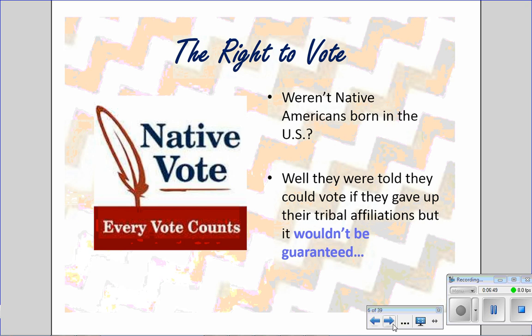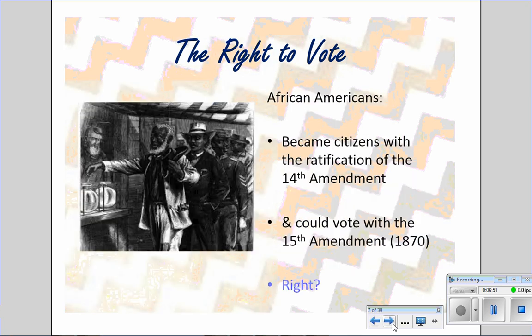Okay, so getting back to our notes, we're now at the part that says African Americans. African Americans did become citizens with the ratification of the 14th Amendment. So please write in 14th Amendment. That's our one that defines citizenship. And they could vote with the 15th Amendment, which was passed in 1870, right? That's what those amendments say.